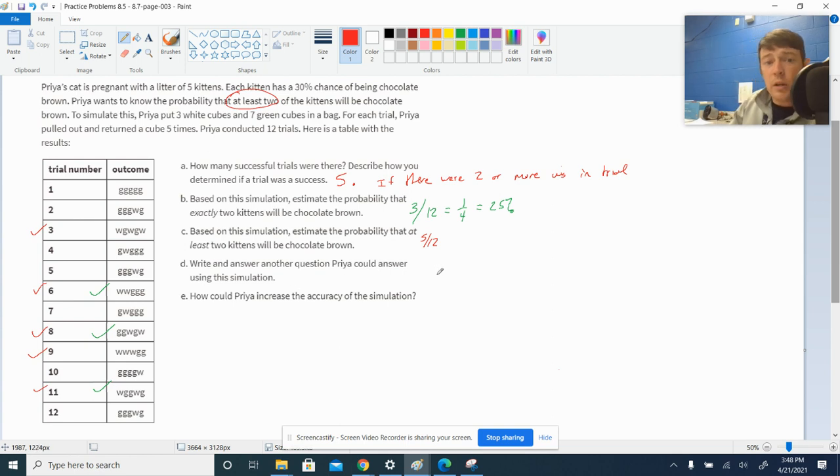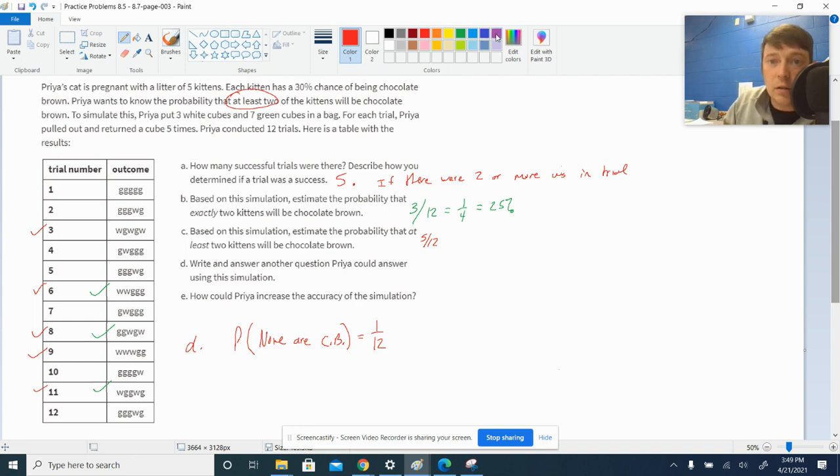Write and answer another question Priya could answer using this simulation. Let's write our own question. What's the probability that none are chocolate brown? Well, let's look at the trials here. So over here we got 12 trials, 12 pregnant cat births happening, right? 12 of them. And how many of them don't have any chocolate brown? 1. No, that's got 1. They all got 1 except the top one. So I'm going to say the probability that none are chocolate brown according to these is 1 out of 12.